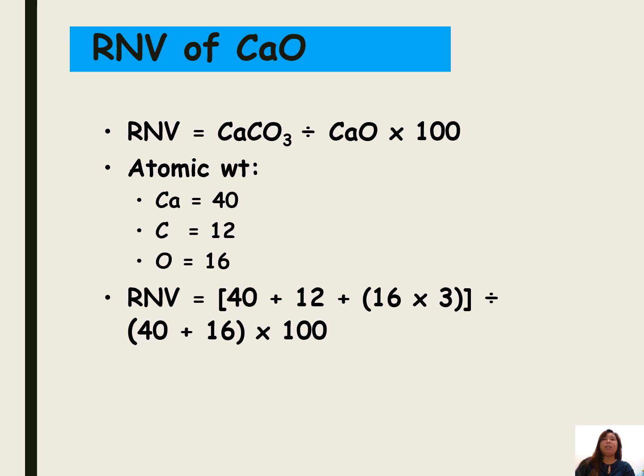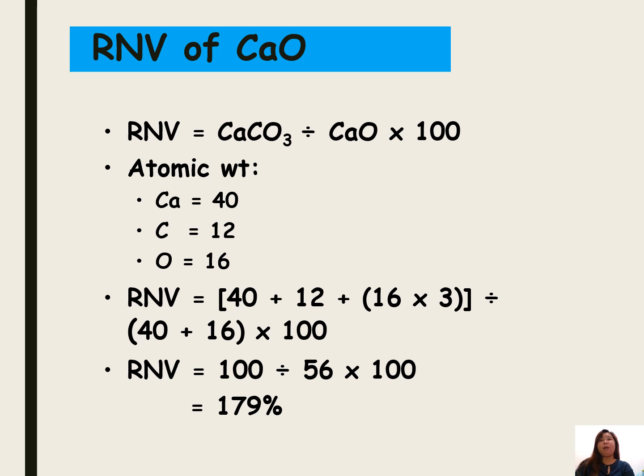Why is it that 16 should be multiplied by 3? Because oxygen has 3 molecules. And divided by 40 plus 16 for CaO times 100. You have the RNV of 179%. That is the relative neutralizing value of calcium oxide.